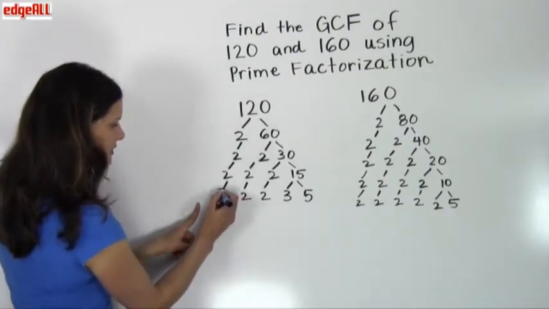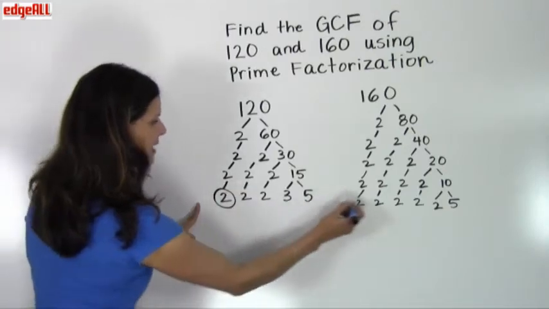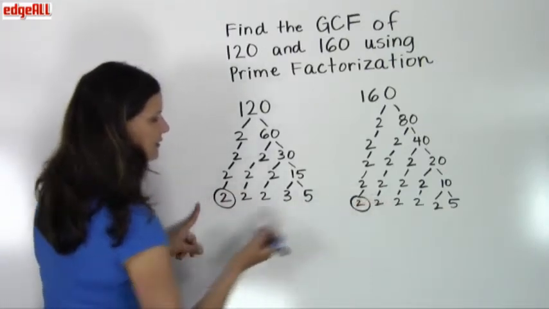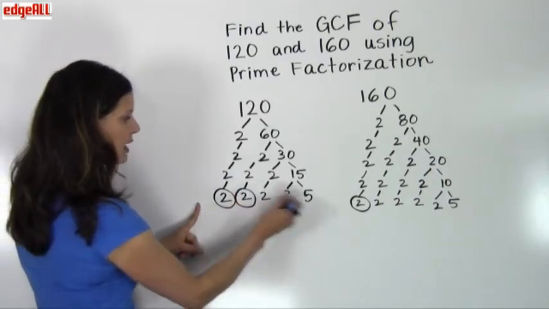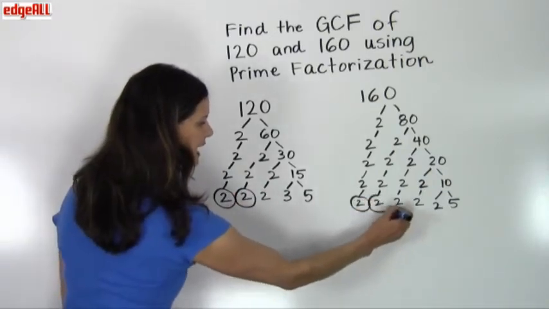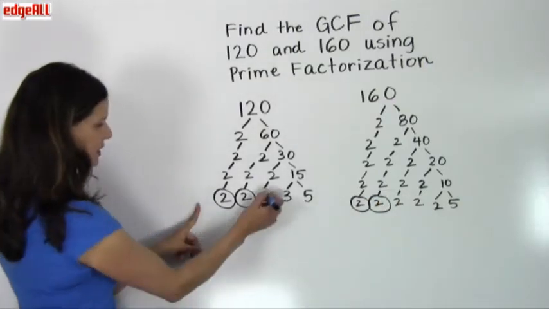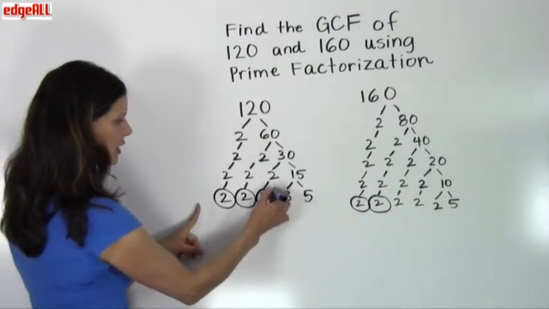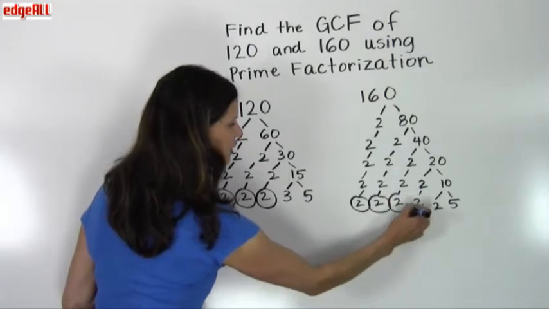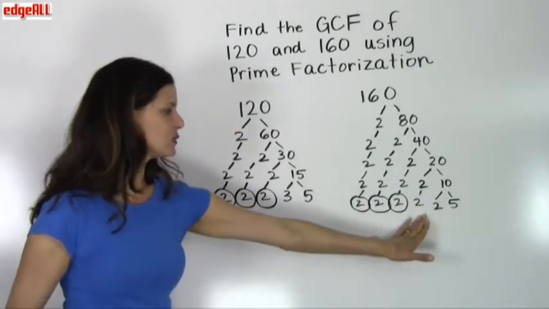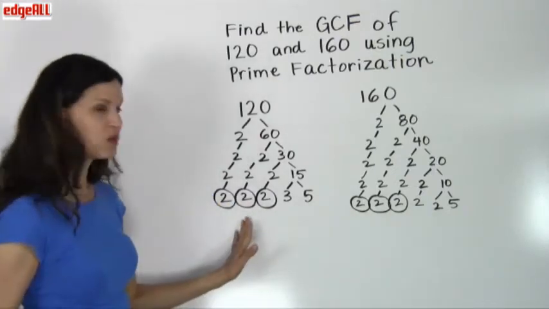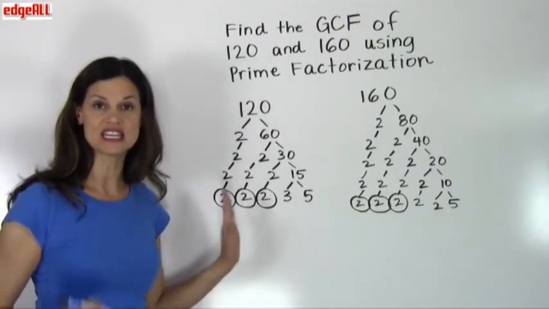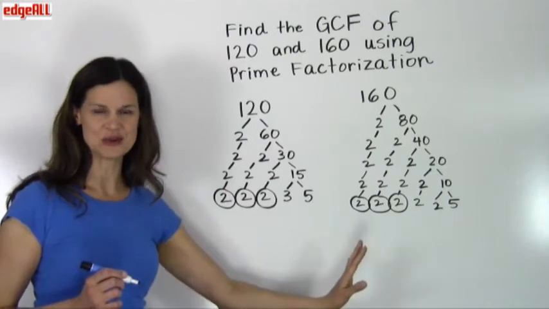So I could even circle them one at a time. This one has 1 2, this one has 1 2. This one has a second 2, and this one also has a second 2. This one has a third 2, and this one also has a third 2. Now this one has a fourth and a fifth 2, but this one over here does not. So I need to stop circling the 2's.